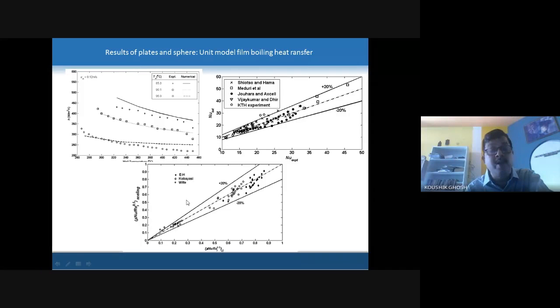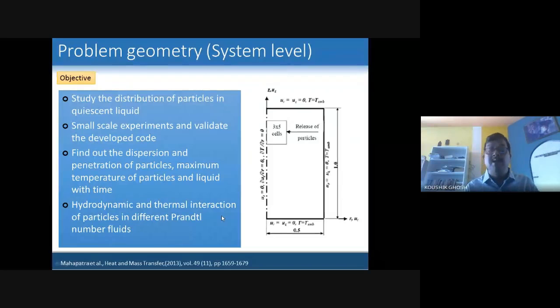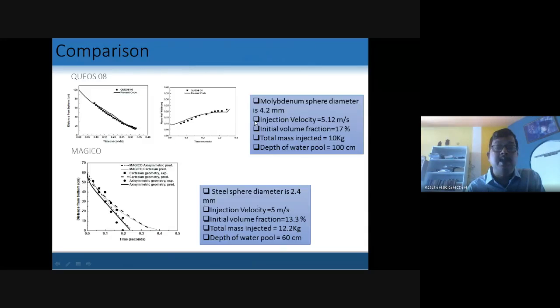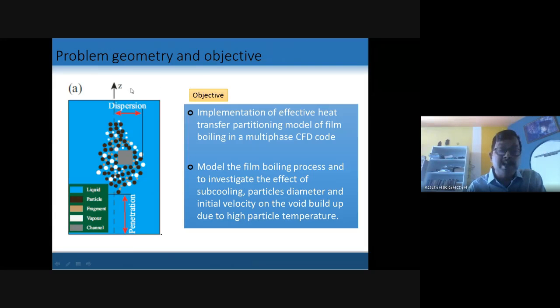Our data matches well with the experimental data, and now we integrate into the system level code. In the system level code, what we are doing here is, there are some particles. You can see some particles. These particles are moving in the downward direction. If we can identify how these are dispersed, then we can identify the interaction zone between the particles and the liquid, and how much vapor is produced around that.